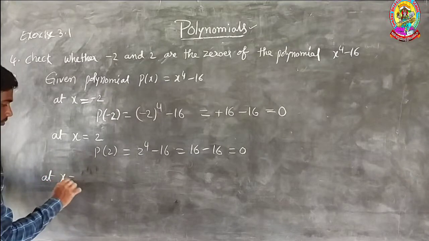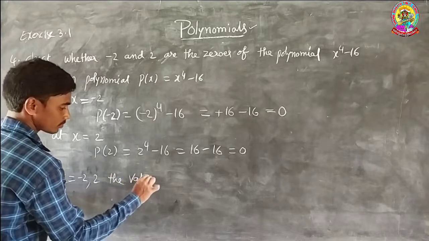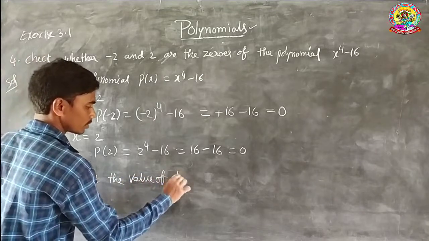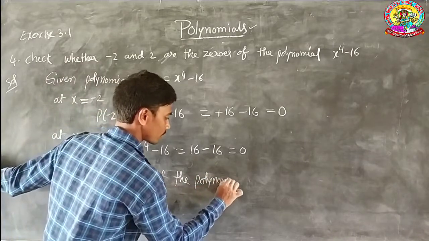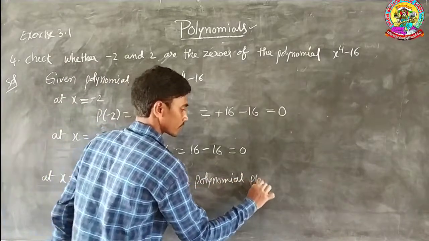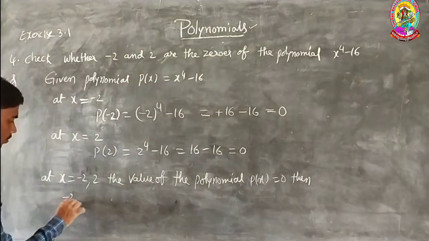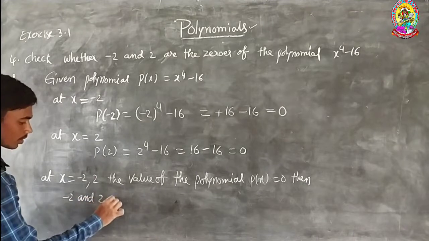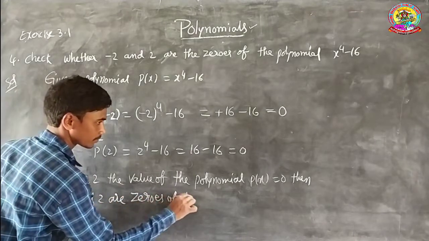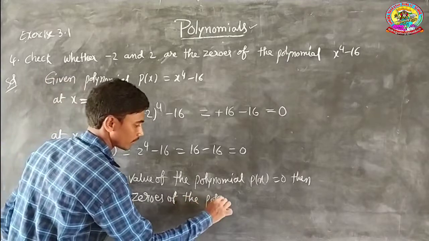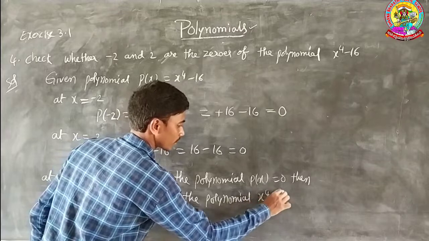At x is equal to -2 and 2, the value of the polynomial p of x is equal to 0. Then -2 and 2 are zeros of the polynomial x power 4 minus 16.